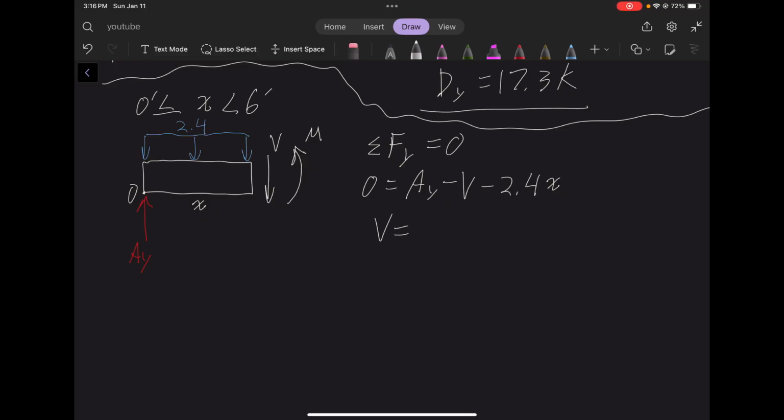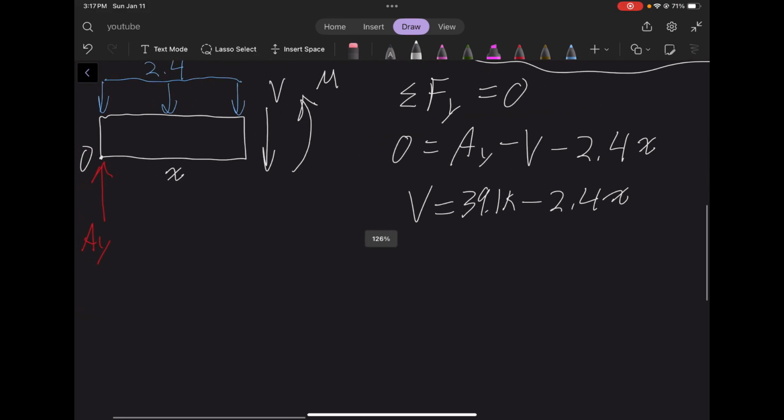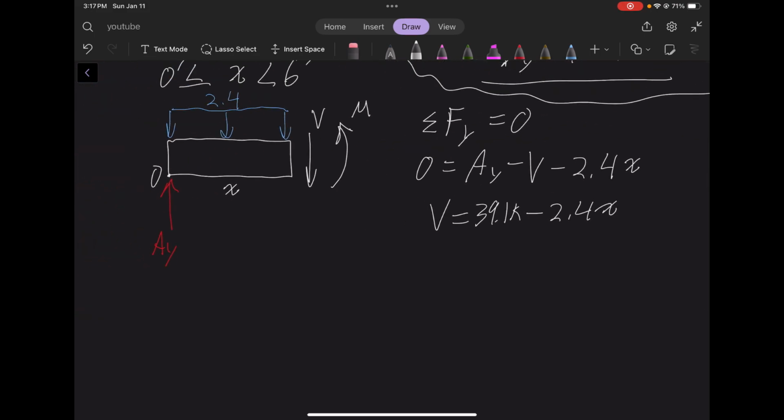So we're going to solve for our shear equation. V equals Ay minus 2.4x, and of course we know what Ay is. It's going to be 39.1 kips. Yep, right there. So that's the equation for the shear.